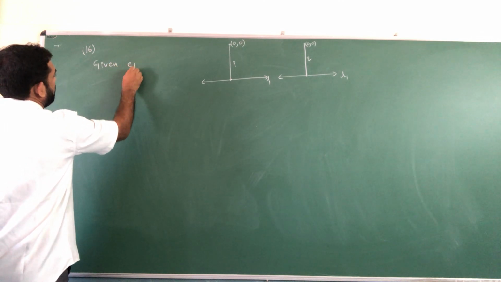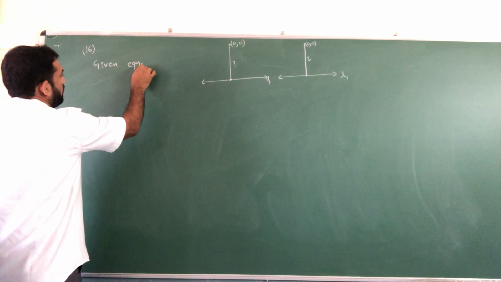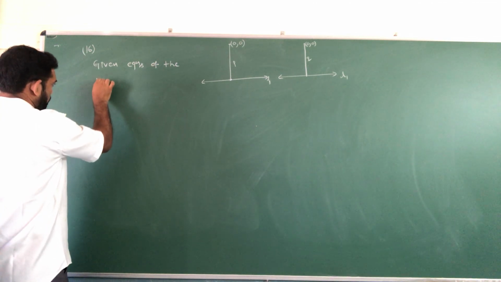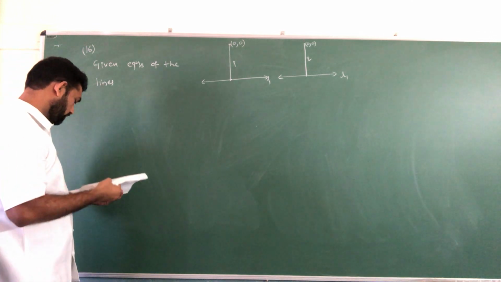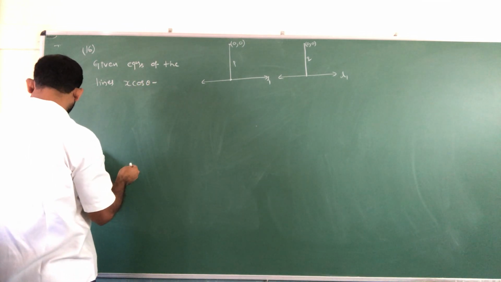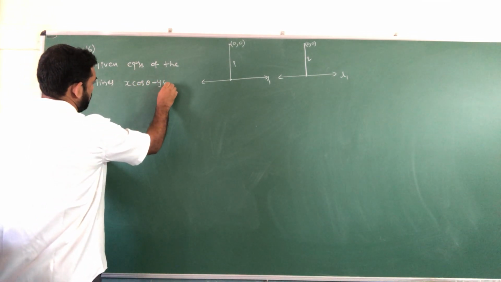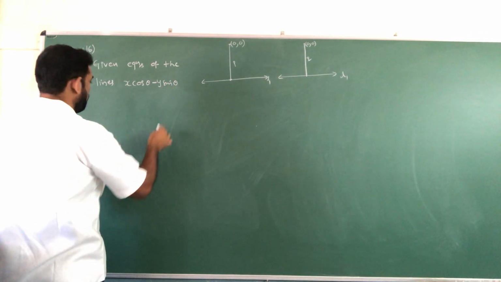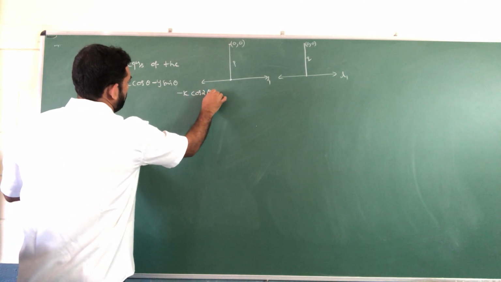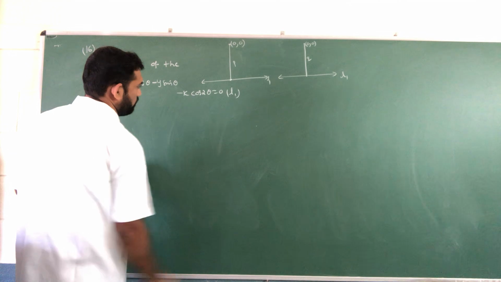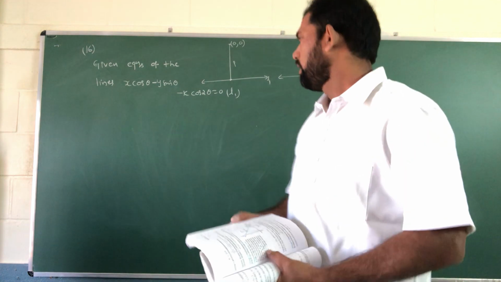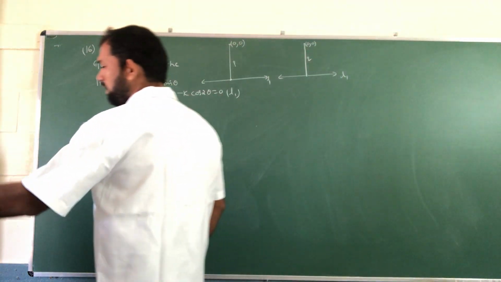Given the equations of the lines: x cos theta minus y sin theta minus k cos 2 theta is equal to 0. This is the equation of line L1. You consider L1.